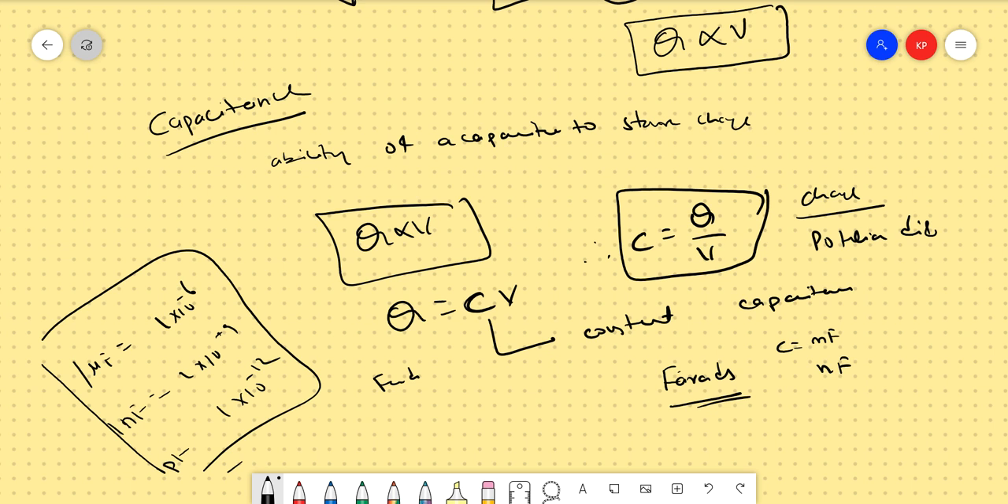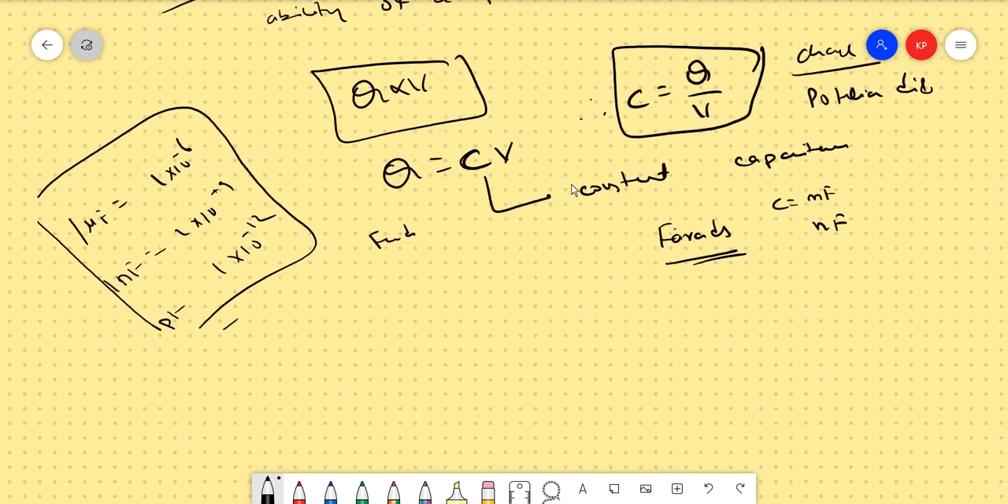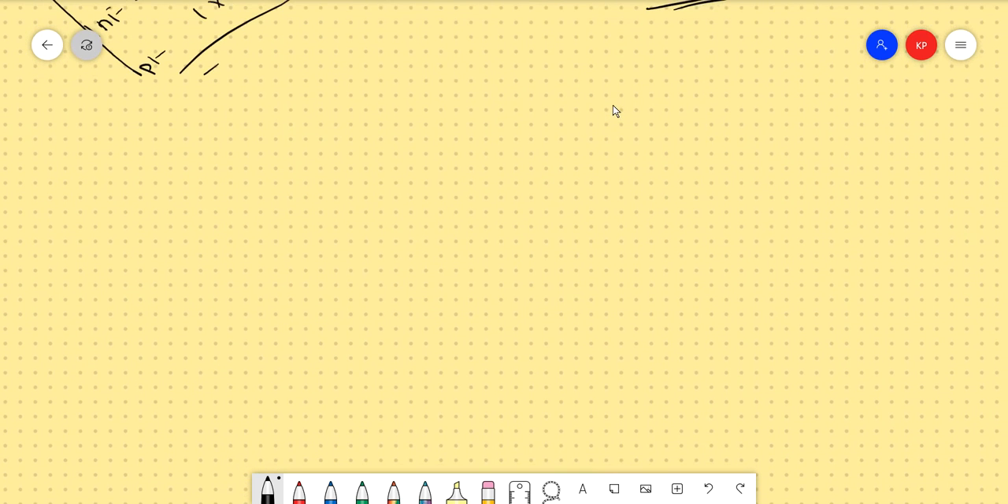Now, what will be the capacitance of a capacitor? We came to know that the capacitance of a capacitor is nothing but holding capacity. But let us see what the capacitance depends on. Let us consider two plates, plate A and plate B, and each plate has a cross-sectional area of A meter square.